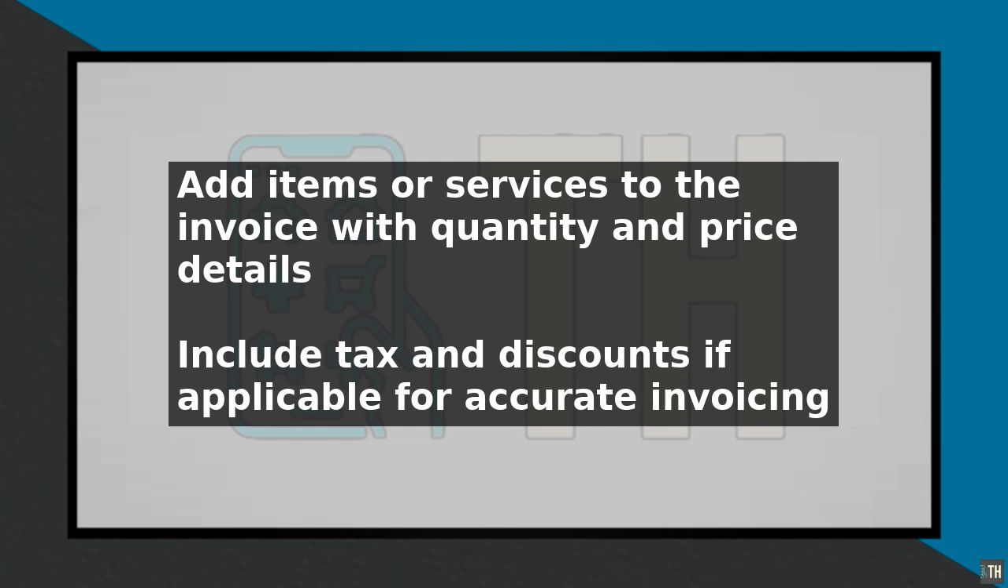Next, add the items or services you are invoicing for, including the quantity, description, and price. You can also add tax and discounts if applicable. Make sure to include a clear and concise description of each item or service to avoid any confusion.